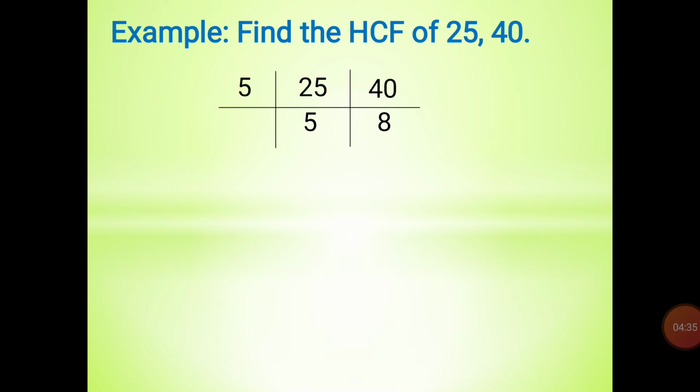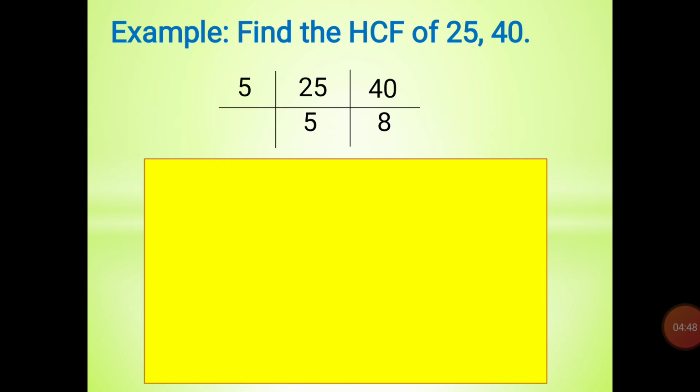But it is not possible because 5 is a prime number and 8 is a composite number. So we have finished our division of 25 and 40 here only. Now we will write factors of 25 and 40. And here we can see the prime number which we have taken and the quotient we got are nothing but the factors of 25. So we will write factors of 25 as 5 into 5.